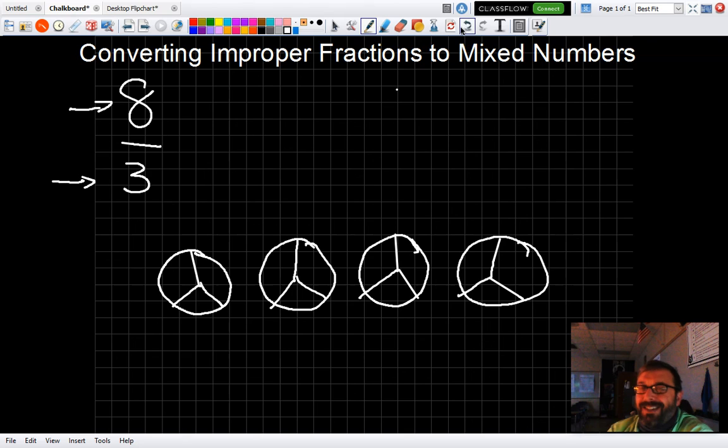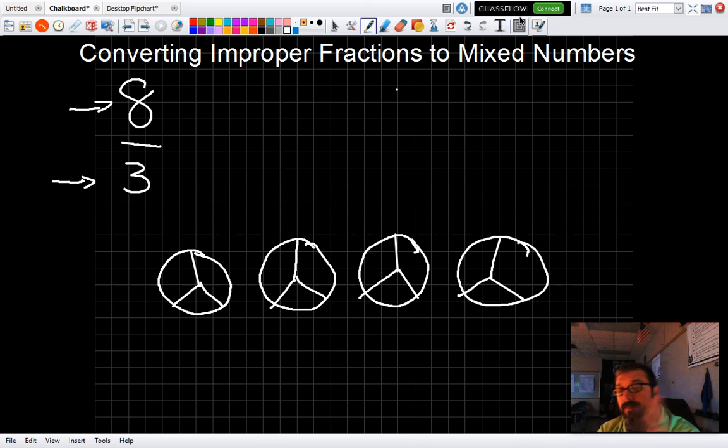Now, this is not the proper way to show this. And the main reason we need to know how to do this is because on your tests, you're going to have answer A, B, C, or D, and that will not be 8/3. It's not going to be an option. So we have to find another way to represent this number.